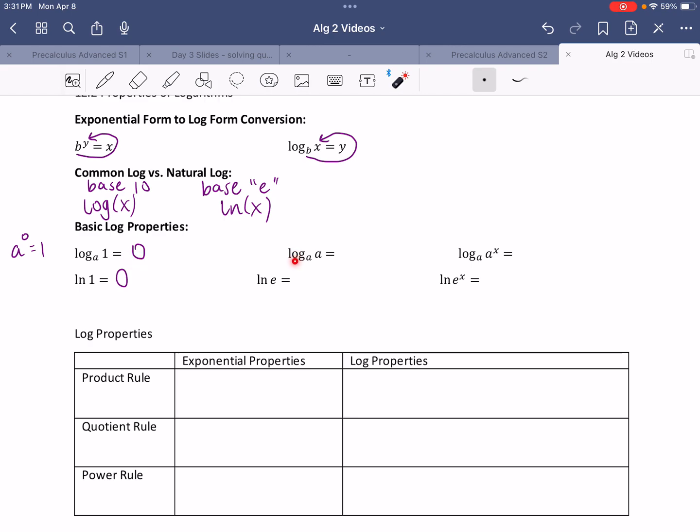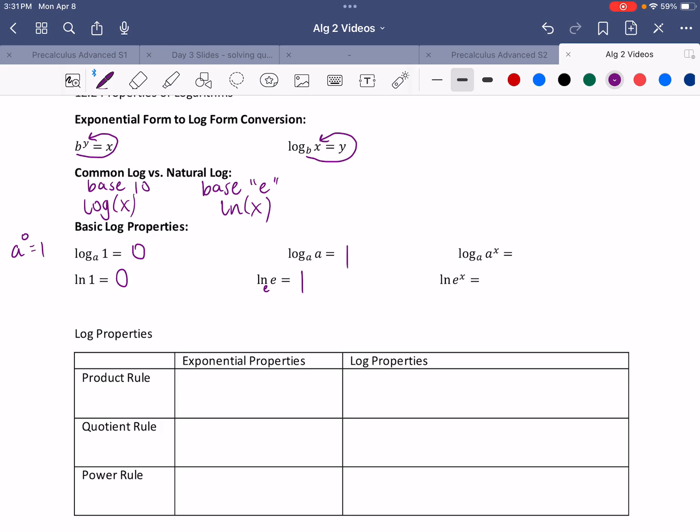Next column, log base a of a. Well, how would I start with a base and get the same number? The exponent I would need is 1, because this would be a to the first power is a. So then on the next one, when I see natural log of e, remember the implied base here is an e, so to get from the base of e to e, I need the first power.